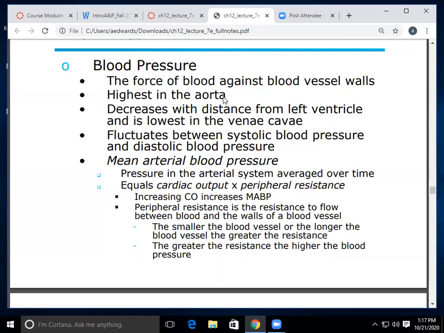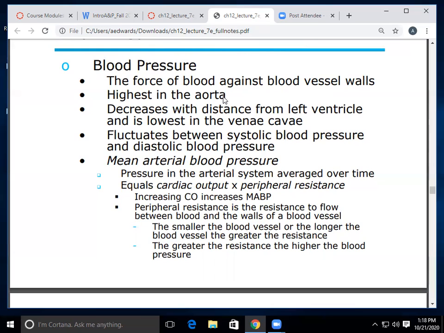Now, it should make sense to you that your blood pressure is going to be the highest at the aorta, okay, because that's where you've got the full pressure of the left ventricle forcing blood out, plus you have smooth muscle in the wall of the aorta. And it's going to decrease as you move away from the left ventricle. Okay, it's going to be lowest at the vena cava. Now, your blood pressure will fluctuate between your systolic pressure and your diastolic pressure, right? Your contracting blood pressure, relaxing blood pressure.